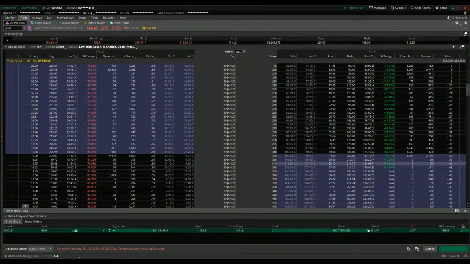So does that make sense? The price will drop on it when the volatility drops, and then you buy it back at a cheaper price, and that's where you make your profit. So that's the idea with that. Okay, so that's how you do it.